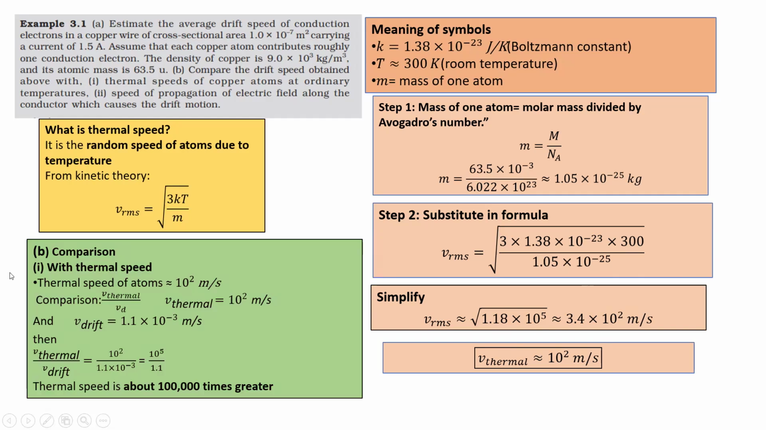Okay. Comparison. Part B: compare the drift speed obtained above with the thermal speed of copper. Thermal speed we got. So V thermal divided by V drift is asked. V thermal is 10 to the power 2. V drift in the previous portion we got 1.1 into 10 to the power minus 3. Therefore, 10 to the power 2 divided by 10 to the power minus 3. Nearly you are getting 10 to the power 5. 1.1 roughly, nearly you can take it as 1. Therefore, thermal speed is 10 to the power 5 times that of the drift speed. Thermal speed is greater. Okay. I hope it is clear.